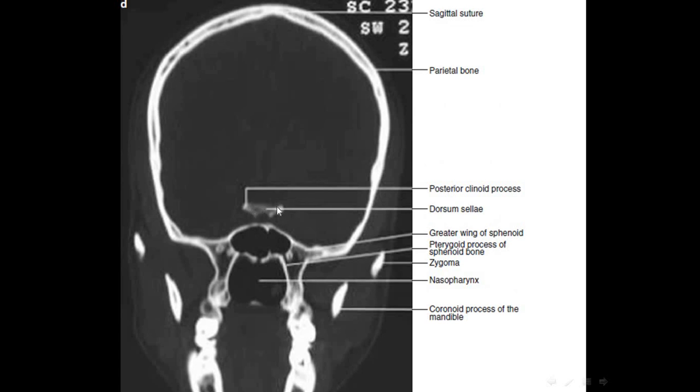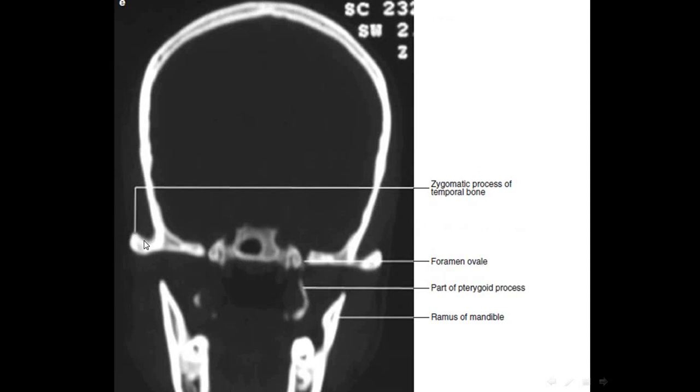Here we can see the posterior clinoid process because this section is more posteriorly, and the dorsum sellae. The greater wings of sphenoid bone, nasopharynx, zygomatic bone, coronoid process of the mandible. This is the zygomatic process, foramen ovale. This is a part of pterygoid process, and this is the ramus of mandible.